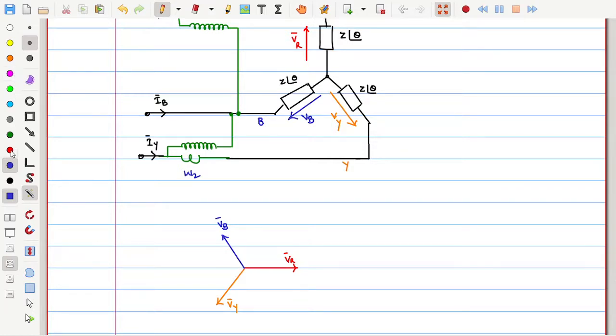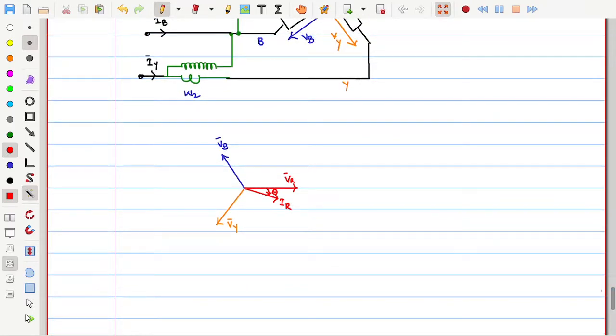Next, R phase corresponding current is lagging R phase voltage by theta. This is IR, angle of theta. This is very important. Carefully indicate theta value. Don't make it clumsy. Next, Y phase current will lag the Y phase voltage by an angle theta again. This is also theta. B phase current will lag the B phase voltage by an angle theta. Okay, all are phasors. This is also theta.